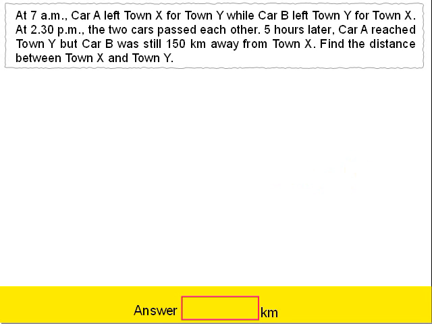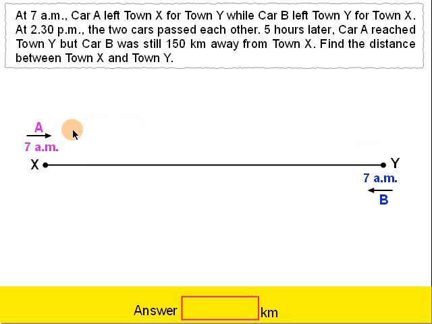Now let's draw the journey chart and then we complete and fill out the information here. This is town X, this is town Y. At 7 a.m., car A left town X for town Y. Similarly, at 7 a.m., car B left town Y for town X. And they travel at constant speed. Then we'll draw the line at the point where they pass each other at 2:30 p.m.